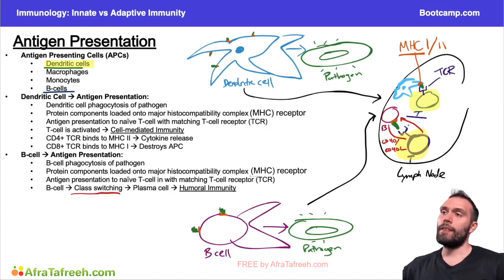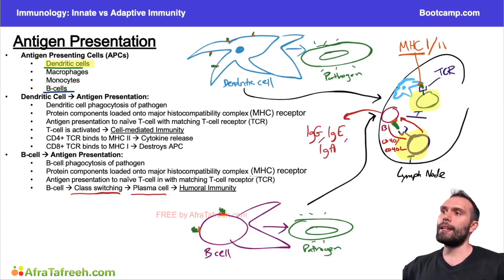So what happens is the T cell is going to send a signal to the B cell, and now the B cell can turn into a plasma cell, and then it can just start pumping out antibodies. And if we undergo class switching, we might start pumping out antibodies like IgG, IgE, IgA.